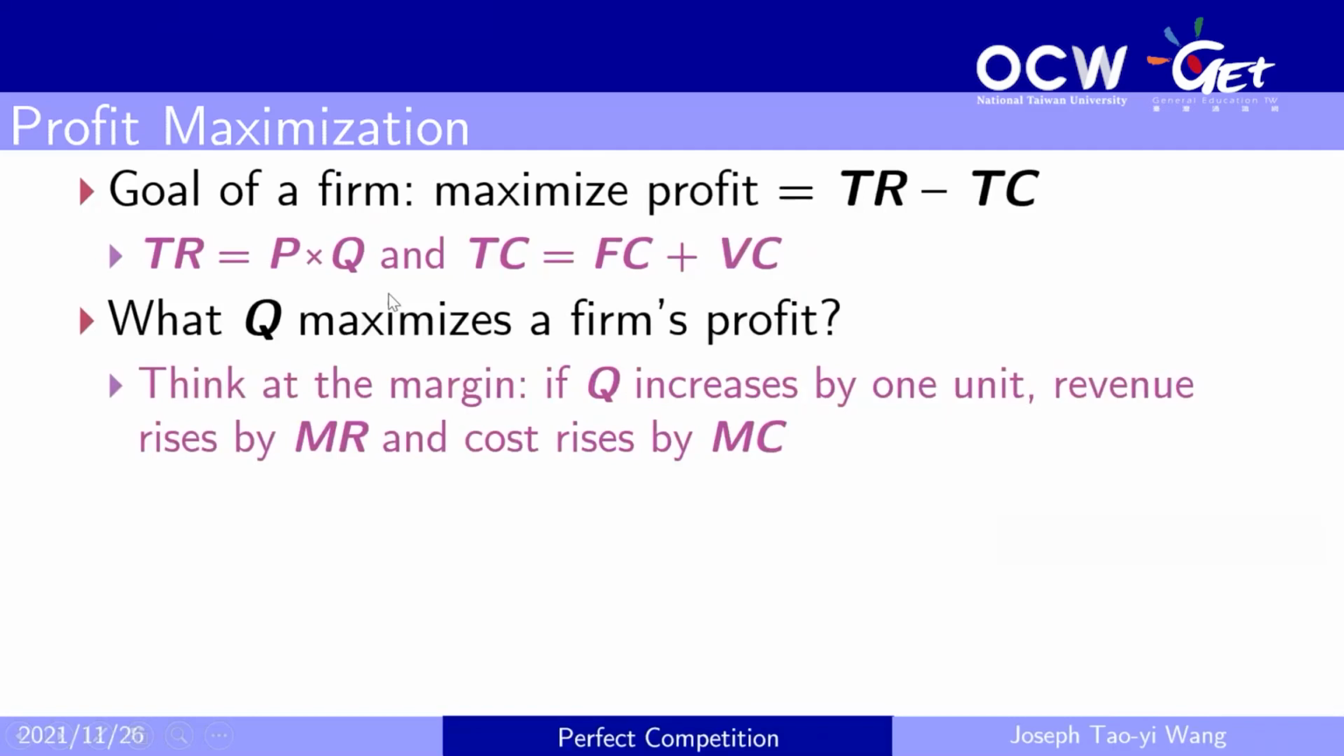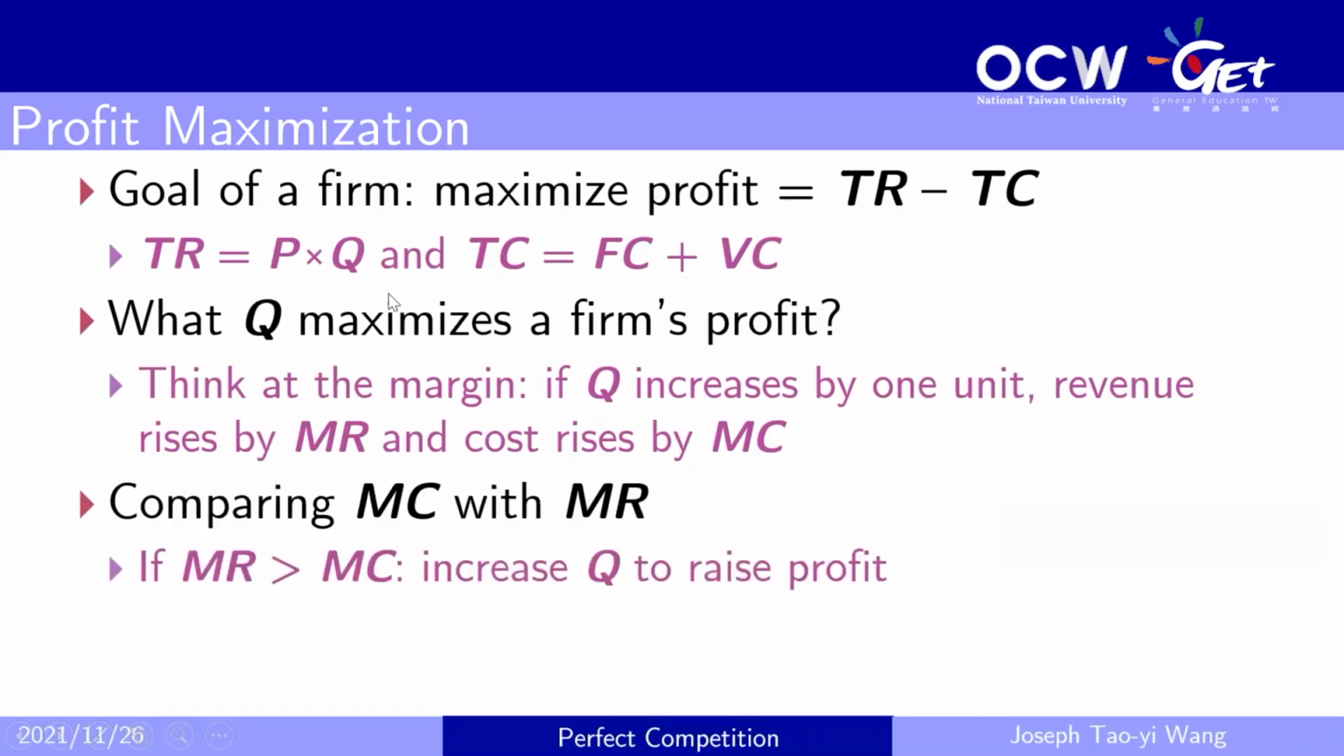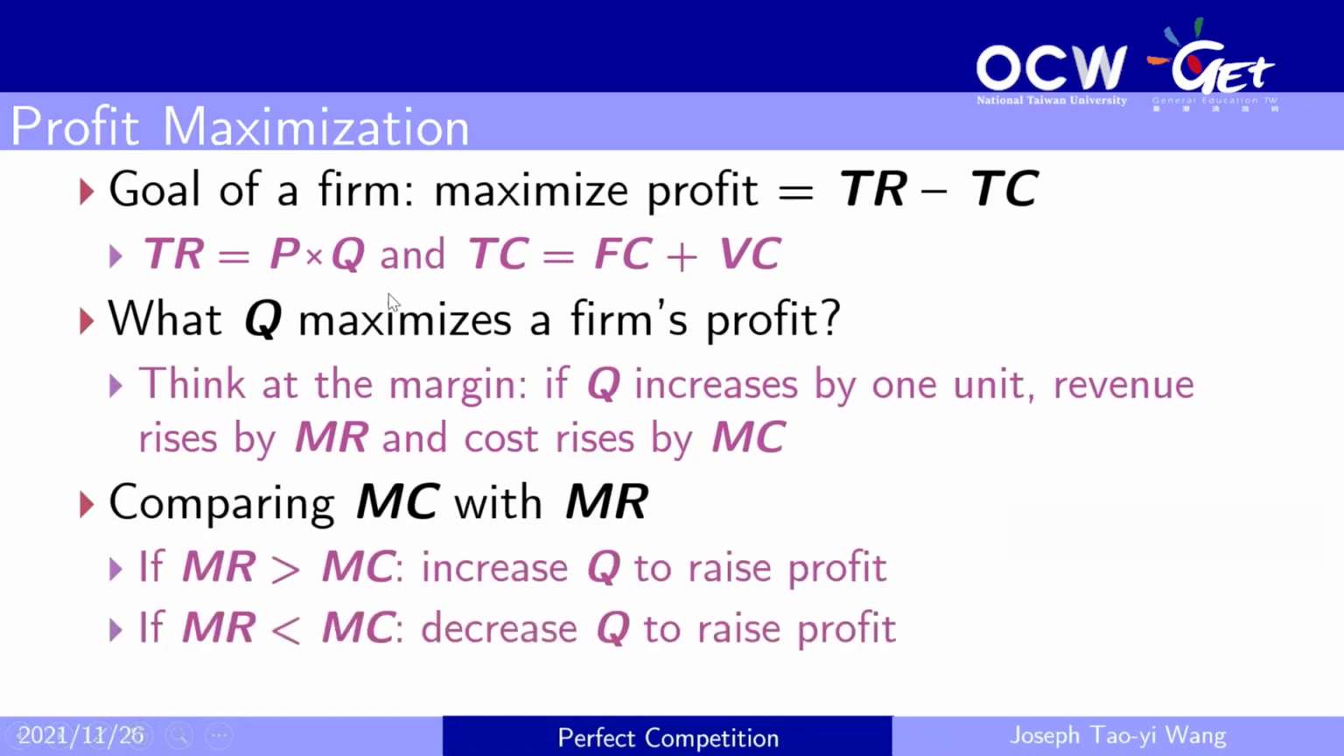So if quantity increases by 1 unit, revenue increases by marginal revenue, and cost goes up by marginal cost. So the question is, which one is bigger? If marginal revenue is larger than marginal cost, then producing this 1 more unit can increase profit. If marginal revenue is smaller than marginal cost, then producing this 1 more unit is going to decrease profit. So you should actually decrease production. So because of this, profit is maximized at the quantity where marginal revenue equals marginal cost.